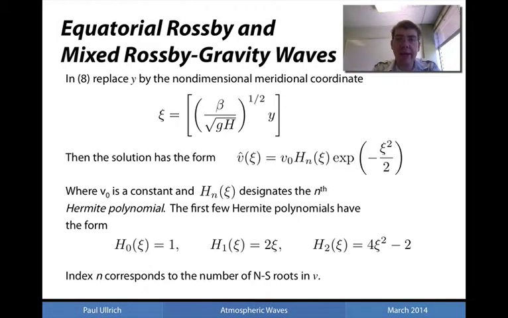So in 8, if we replace y by the non-dimensional meridional coordinate c given here, then we actually obtain that there is a closed form version of the solution in terms of Hermite polynomials, as shown here. The Hermite polynomials are a special set of polynomial functions which arise from mathematics and appear as solutions of this differential equation. The general solution will then have the form v hat as a function of c is equal to v naught, for constant v naught, times the Hermite polynomial as a function of c times e to the minus c squared over 2. Here the first 3 examples of Hermite polynomials are shown.